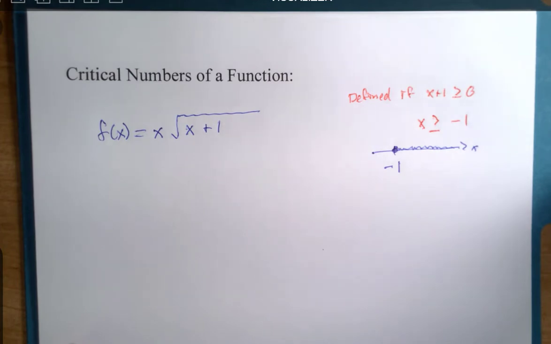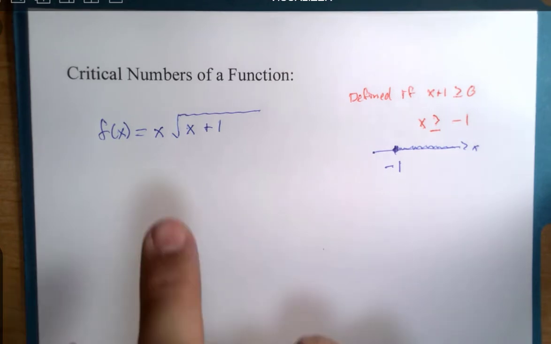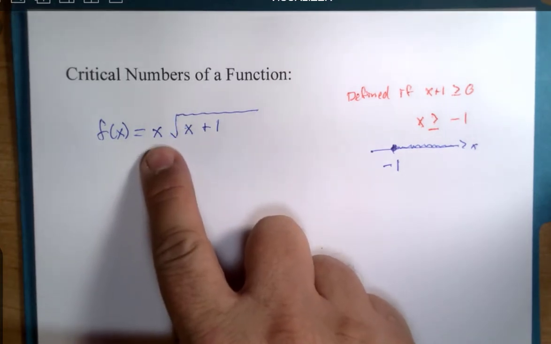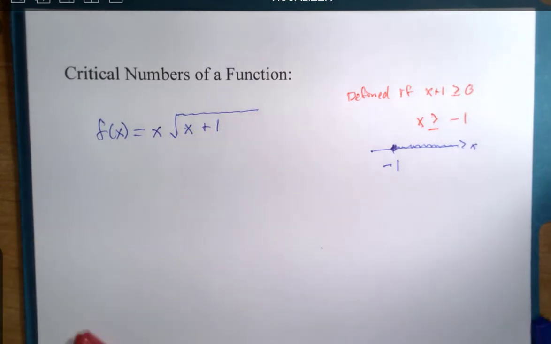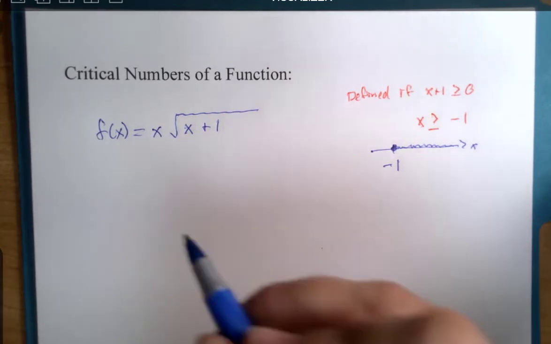I don't know exactly what this graph looks like. I definitely know what a square root looks like, but what happens when I multiply by x? That's not the question. We're just looking for what are called the critical numbers, which can turn into critical points of the graph. So now we do our derivative.